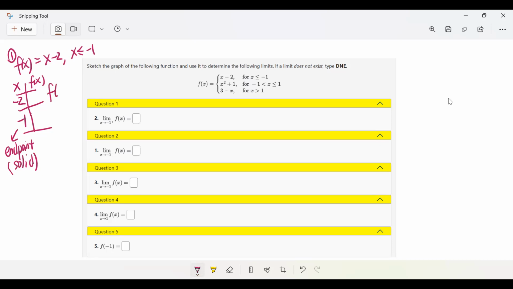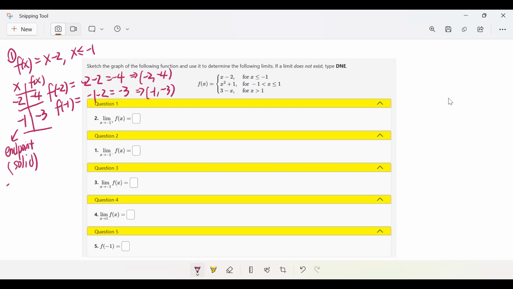So you're going to find what happens at -2. -2 minus 2, that is -4. Right? This is -4 here. At -1, -1 minus 2, so this is -3. Okay. So basically we take care of the first piece. We get 2 ordered pairs. 2 points here: -2, -4, first point, and second point is -1, -3.